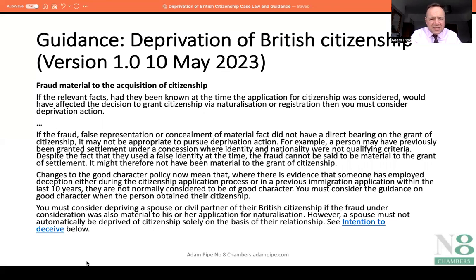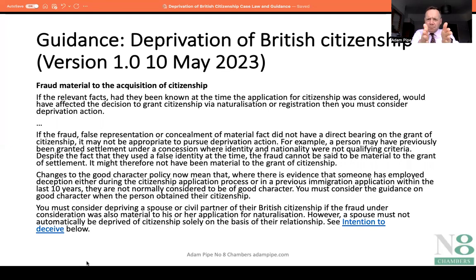If the fraud, false representation, or concealment of material fact did not have a direct bearing on the grant of citizenship, it may not be appropriate to pursue deprivation action. And the helpful example they've given is where somebody was granted settlement under a concession where identity and nationality were not qualifying criteria. So despite the fact that they used a false identity at the time, the fraud cannot be said to be material to the grant of settlement. It might therefore not have been material to the grant of citizenship.